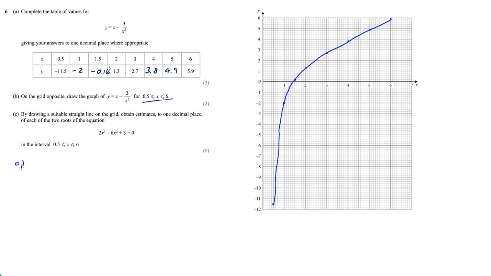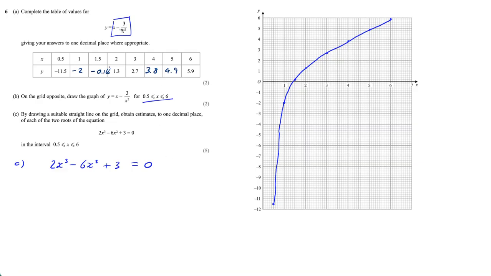This is the hard bit. By drawing a suitable straight line on the grid, obtain estimates to one decimal place of each of the two roots of this equation. Okay, so we're trying to solve 2x cubed minus 6x squared plus 3 equals 0. Now what we're trying to do is get this equation. So we're going to turn the left into this, because then we'll have the graph on the left and hopefully some kind of straight line on the right.